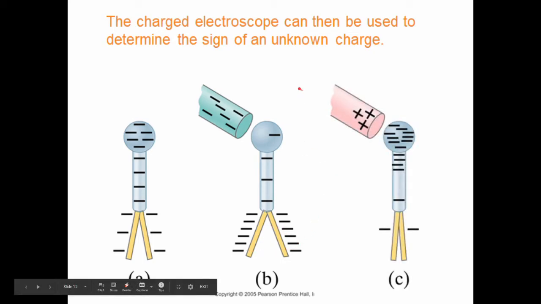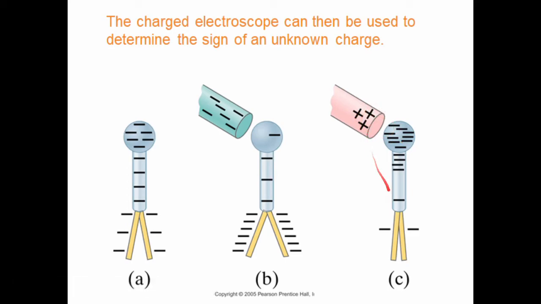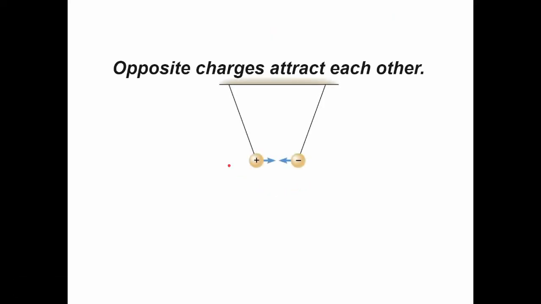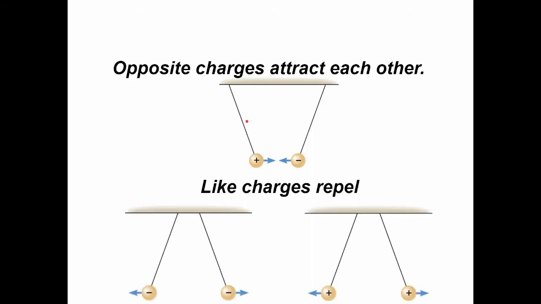If I bring a positively charged object nearby, it will actually pull the negatives up to the top, trying to get as close to this positive as possible and cause the leaves to relax in. This is because opposite charges attract one another and like charges repel.